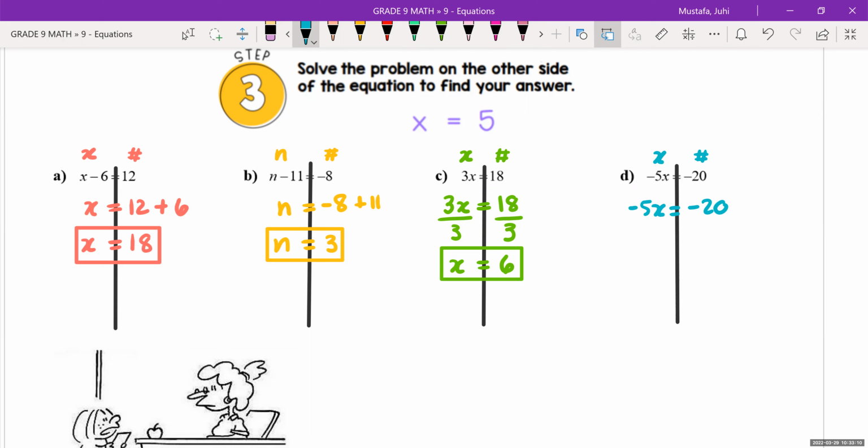Fraction's fine. How do I get rid of the negative 5? Am I going to divide both sides by 5 or negative 5? Yeah, I want to get rid of everything in front of the x, including the negative sign. So I'm definitely going to divide by everything in front of it. Negative 5 divided by negative 5 is just 1x. What's negative 20 divided by negative 5? 4, and that is our final answer.